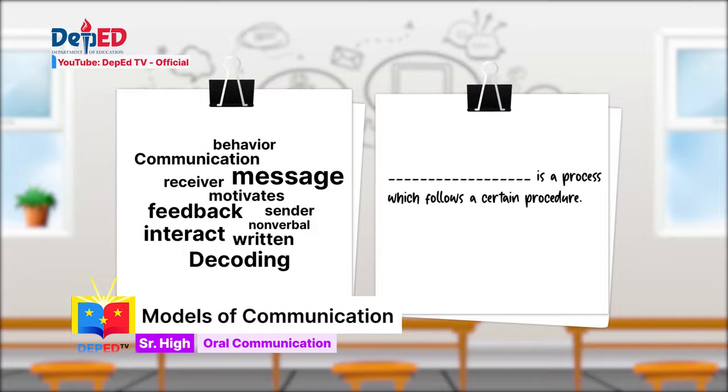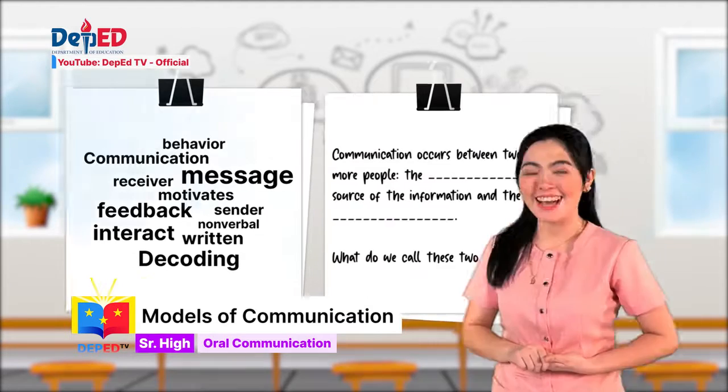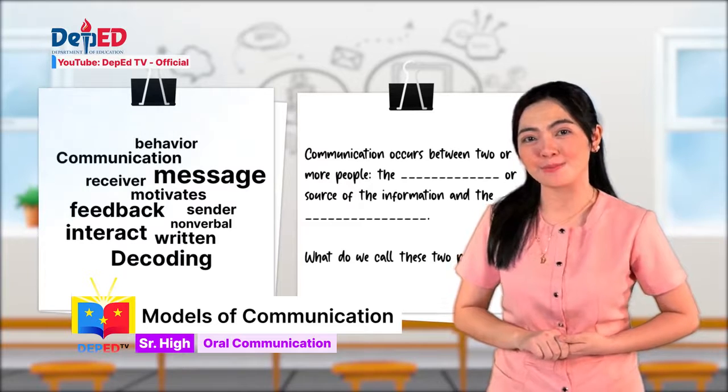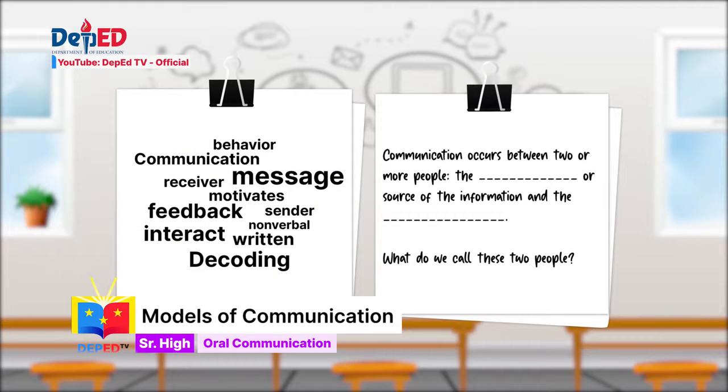Blank is a process which follows a certain procedure, which is referred to in this statement. Correct! The answer is communication. Let's have the second statement. Communication occurs between two or more people. The blank, or source of the information, and the blank. What do we call these two people? Yes, communication occurs between the sender and receiver.